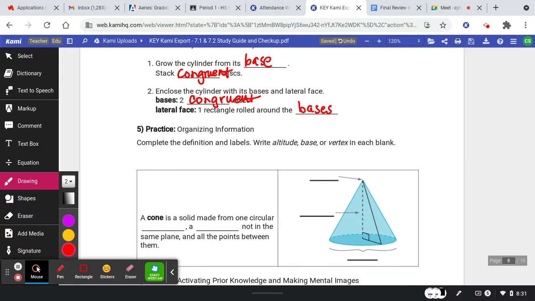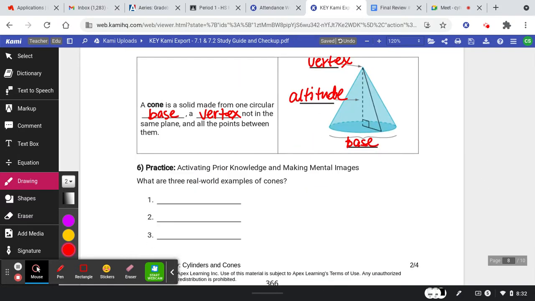And now we're going to talk about a cone. A cone is made from one circular base and a vertex not in the same plane. So notice this time, instead of two circles at the top and the bottom, you've got the vertex up here. You've got the altitude still inside, and you've got the base down here. Real-world examples of a cone: maybe a party hat, a New Year's hat, an ice cream cone, a snow cone cup, a traffic cone. Those are examples of real world cones.